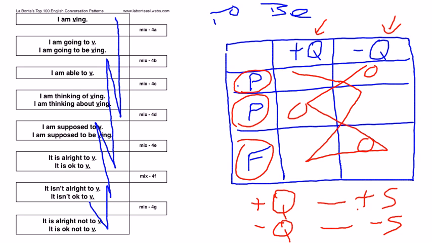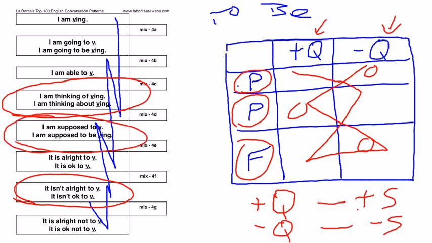If I say, "Are you thinking of going?" they should say, "I'm thinking of going." "Isn't it all right to go?" "It isn't all right to go." "Are you supposed to study?" "I am supposed to study." "Weren't they going to go?" "They weren't going to go."